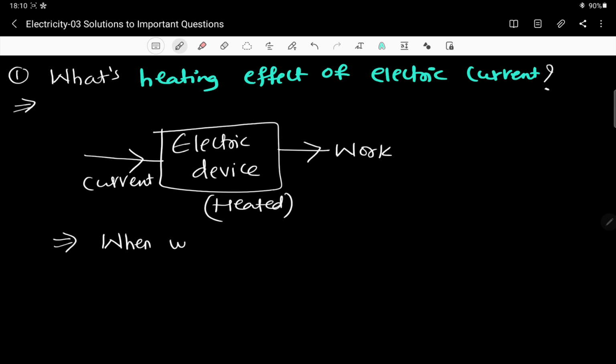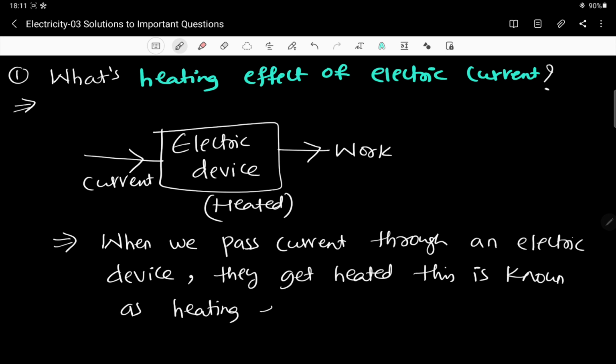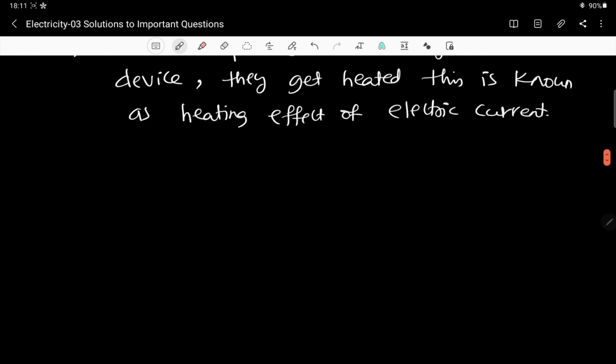When we pass current through an electric device, they get heated. This is known as heating effect of electric current. There is something called magnetic effect of electric current also, that we'll see in a different chapter. All right, so the first question was quite simple.